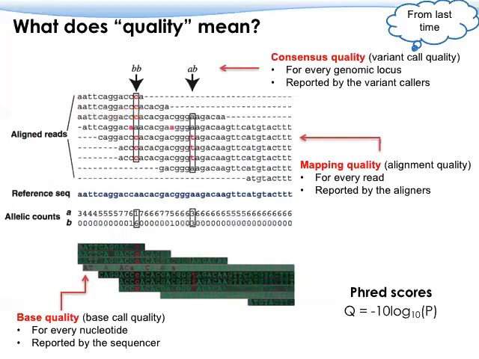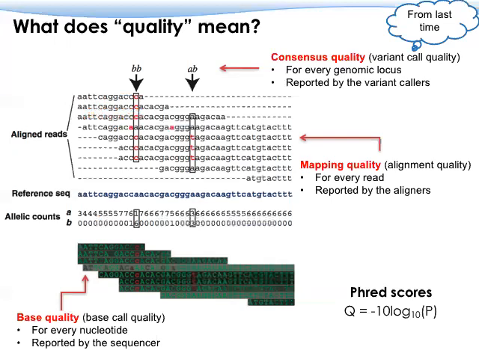The second level is the mapping quality. When I have one sequencing read, I map that back to the reference genome. What are the chances I made a mistake? That will be the mapping quality. We will have one for every single sequencing read, and this is usually reported by the sequence alignment algorithms.